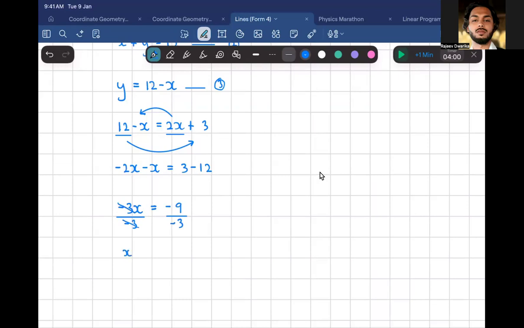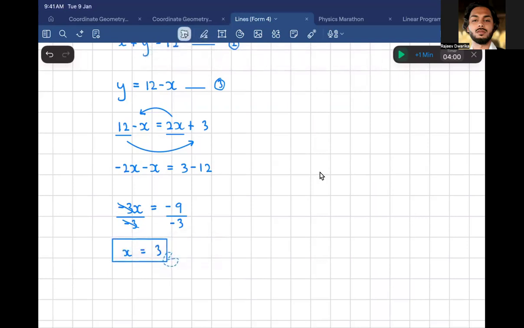So a negative and a negative would turn into a positive, right? A negative divided by a negative is a positive. So you essentially end up with 3 into 9. What's 3 into 9? 3. Right? So x is equal to 3. Great.